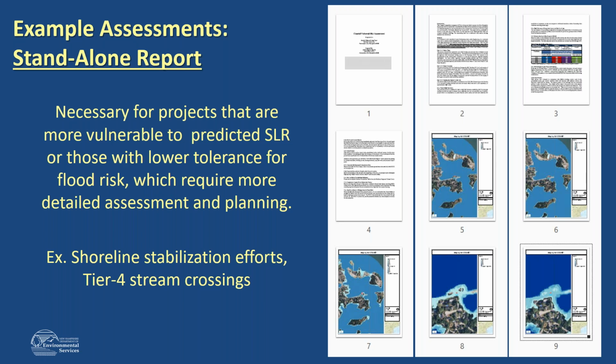It's the same stepwise process, but just outside of the framework of the Coastal Resources Worksheet, it allows you more flexibility to describe and articulate the different variations or the range or the unique aspects of your project or your site. So shoreline stabilization efforts or Tier 4 stream crossings, those are the types of projects that likely require more of a free form or elaborate articulated vulnerability assessment.